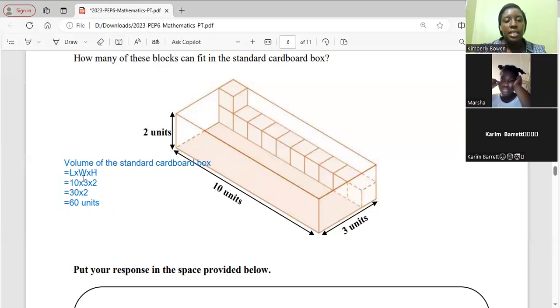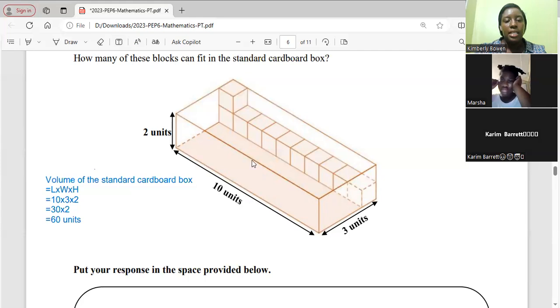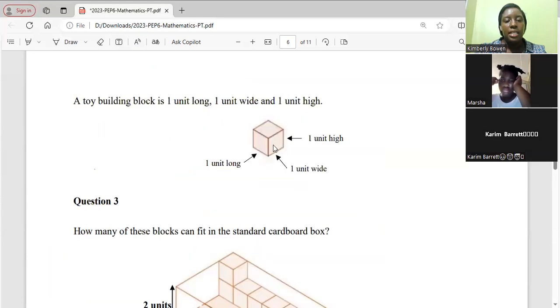So now we need to find out how many boxes can hold in there, right? So we need to find out, that's the capacity. How many units this box covers. So now we need to find out the area of this toy building block. Sorry, not the area, the volume. Because we need to find the volume of this toy box so we can find out how many of them will fit into the standard cardboard box.